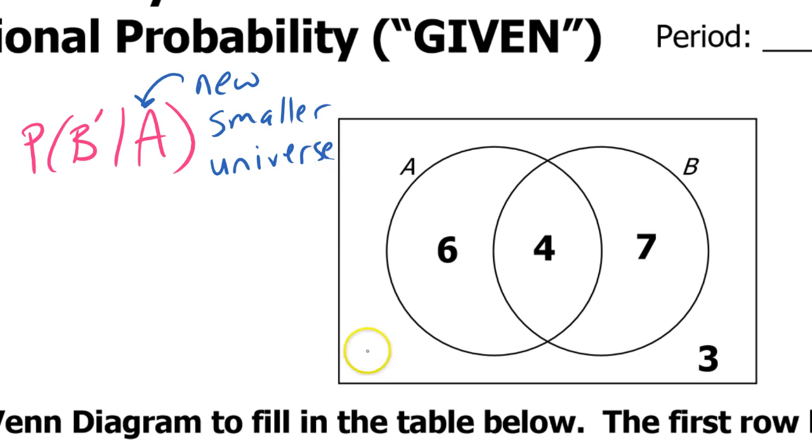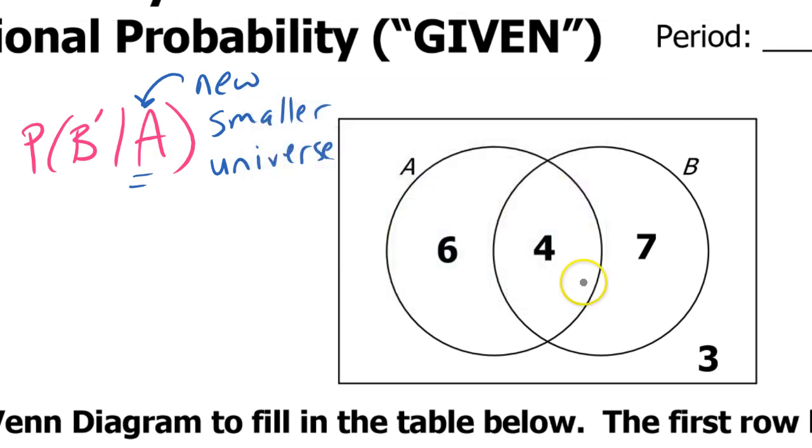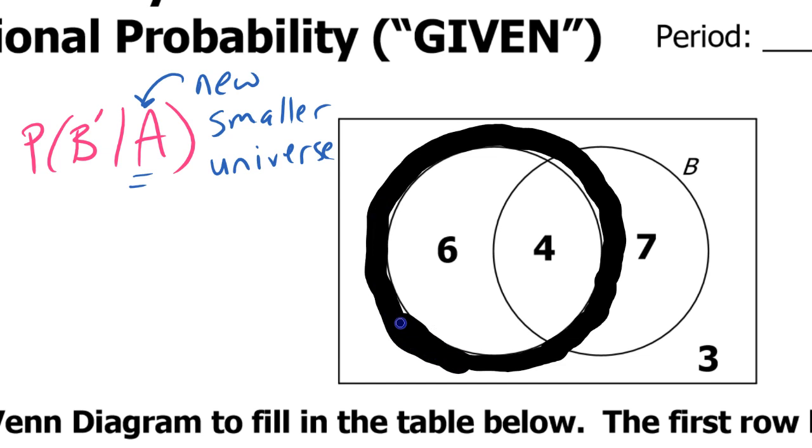So the universe started out as being represented by the entire rectangle, but we are given A. So that's going to be the new, smaller universe. So I'm going to black out everything that is not A. Since A is given, A becomes the smaller universe. Okay, just focus your eyes on that. Black out everything else.